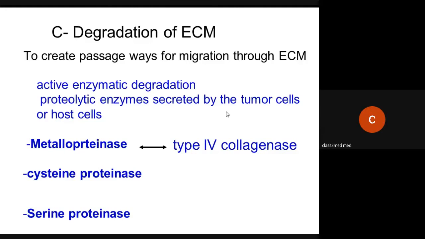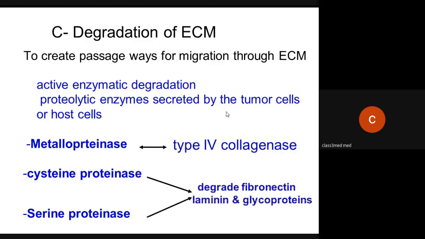Okay? Other proteolytic enzymes are the cysteine and serine proteinase. These are responsible for the degradation of the laminin and the glycoprotein. Clear? The cell attached to the basement membrane, secretes metalloproteinase, destroying the type 4 collagen. Then it secretes cysteine and serine proteinases, causing degradation of the laminin, which is also present in the basement membrane, and the glycoproteins in the interstitial connective tissue.